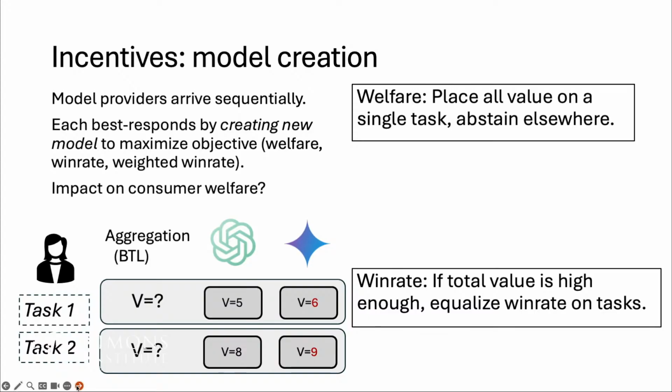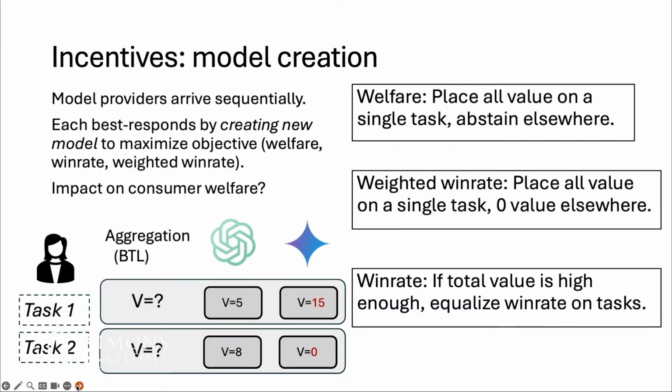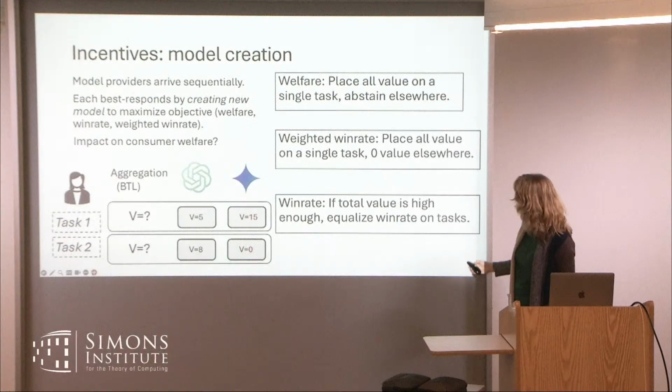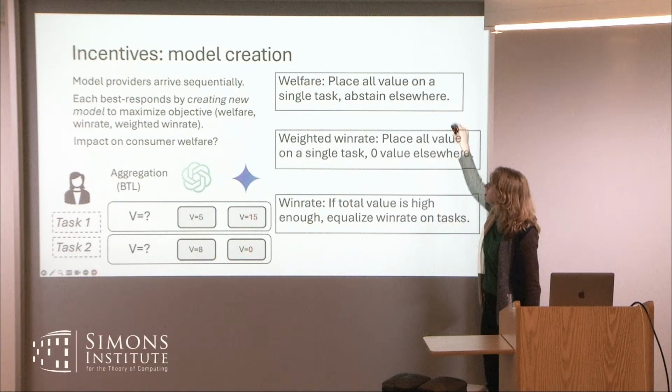So what would you do with weighted win rate? What you'd end up doing is placing all value on a single task and value 0 elsewhere. So this is notably different from abstaining. Returning something of value 0 basically means returning garbage. Abstaining means returning nothing. So there is a difference between both of these.